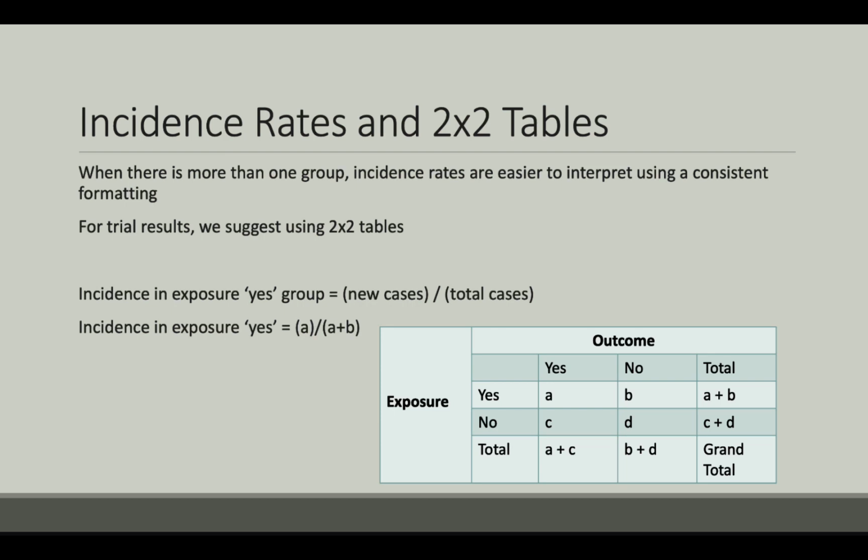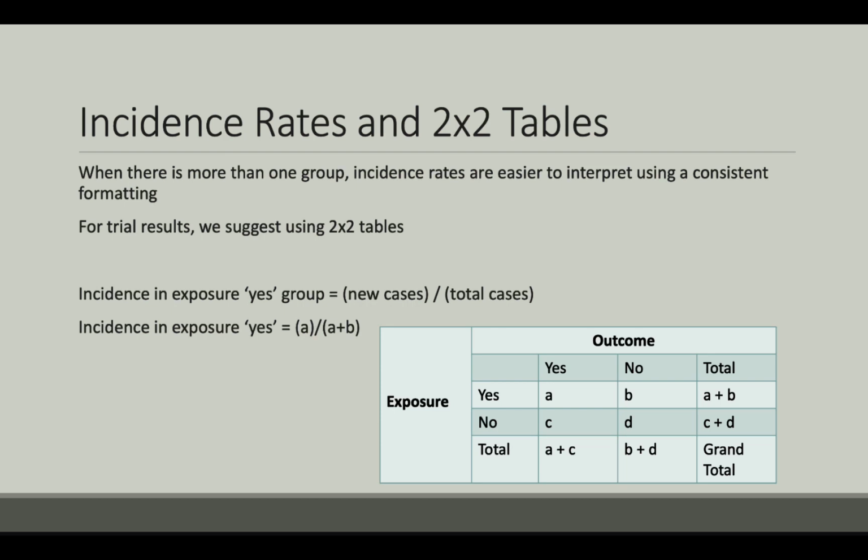For trial results, we suggest using these 2x2 tables. So in this example, we have a trial with 2 treatment groups, and we can split them into the diseased, meaning they have the outcome yes, and the non-diseased, outcome no. In their respective rows, we have whether or not they've had the exposure, so yes or no. I'll be talking more about these tables and giving examples on how they can be useful in the next section.